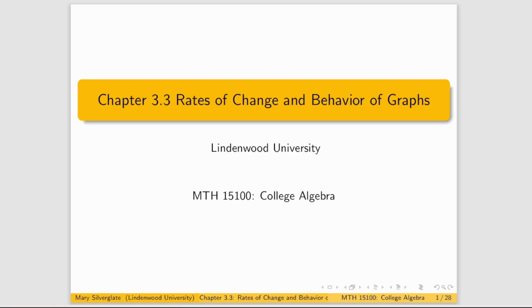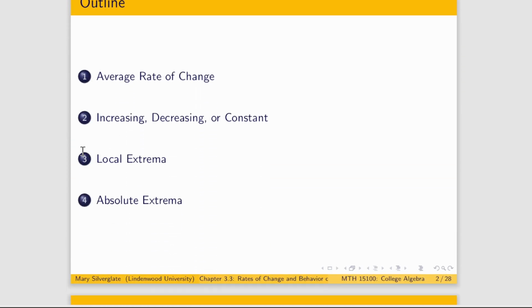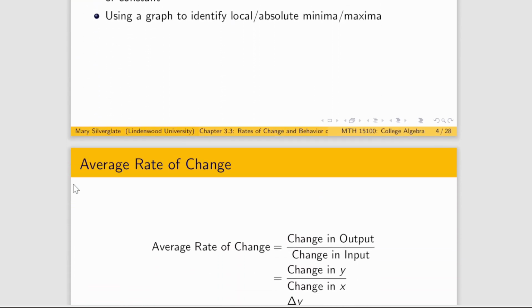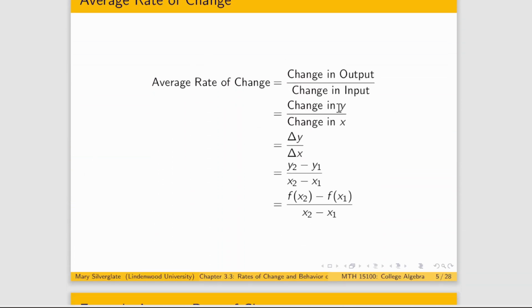Let's continue exploring the behavior of graphs and also the average rate of change that we can calculate on graphs. Just as a reminder, like in previous videos, if you have a particular section that you want to jump to, be sure to look in the description for those timestamps. First, let's talk about average rate of change.